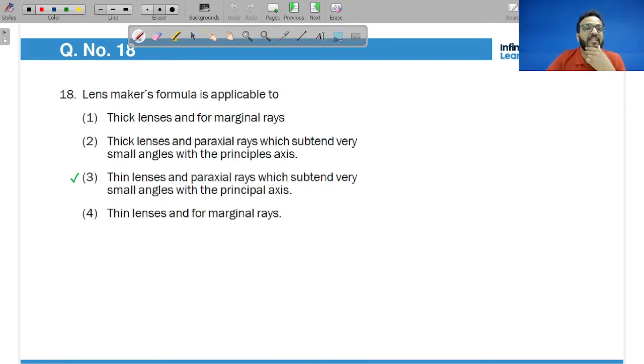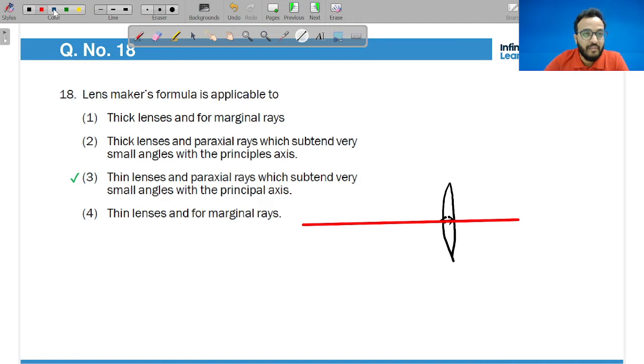Now, the lens maker formula is applicable obviously to thin lenses and for paraxial rays, or a paraxial set of rays, which subtend a very small angle on the principal axis. See, it is valid, I'll tell you. First of all, the lens should be very thin. That means the distance between the curvatures should be very less. Next point is that the paraxial rays that are coming should be very close to the principal axis so that the angle subtended by these rays on the lens is very, very less. Got it? Then only it is possible. So this you have to remember.